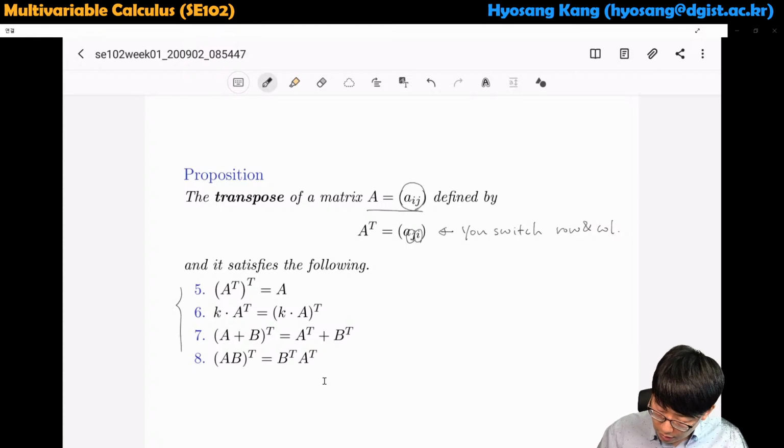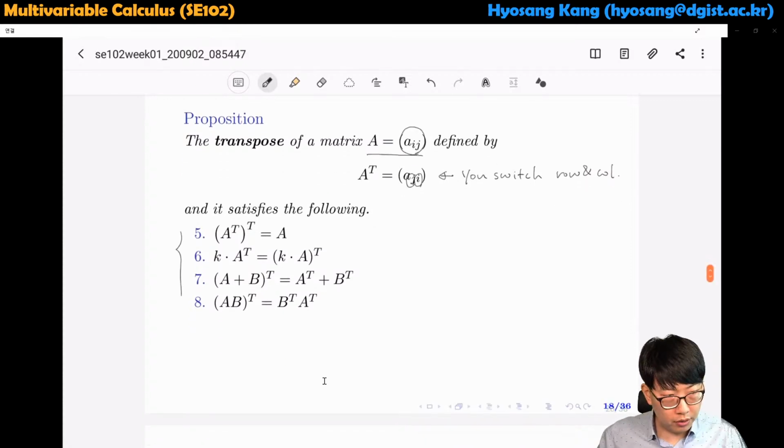And then there are other equalities on transpose operations. First one is that if you take the transpose twice, you switch row and column twice, then you get the original matrix. That's obvious. And also you can move around your scalar multiplication inside or outside of the transpose, because if you take the transpose of one real number, it's just the same, if you consider a real number as a 1 by 1 matrix. And you can also distribute your transpose operation, a distribution rule. And this is the most important one.